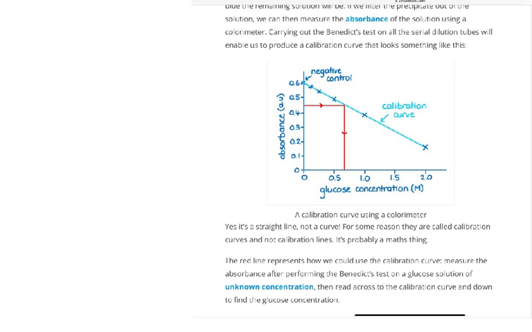If you look at a calibration curve, well, this is what it's going to look like. So the more the glucose concentration, the less copper in it. Less copper means you see a negative correlation. More the concentration, less the absorbance.